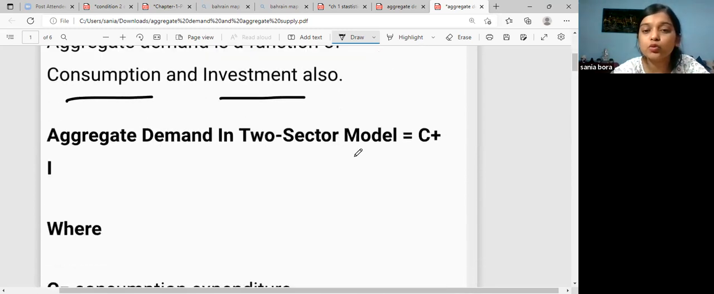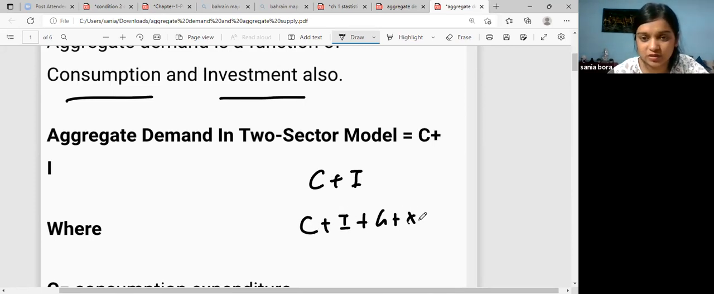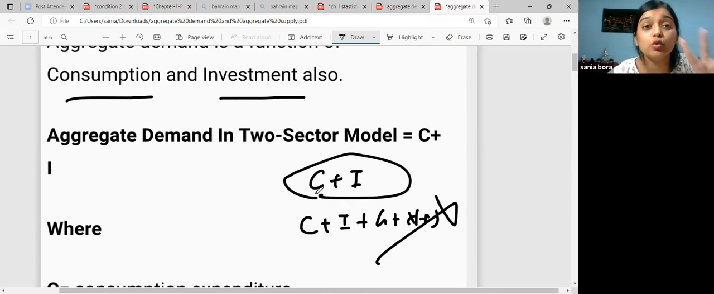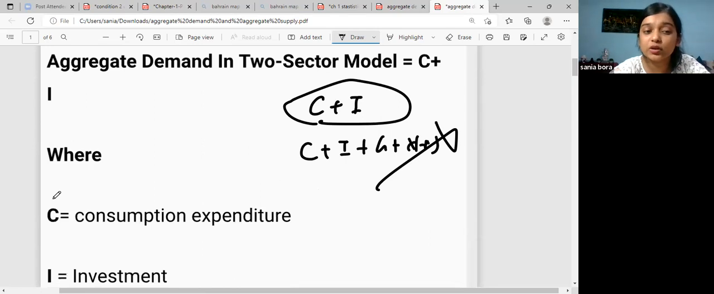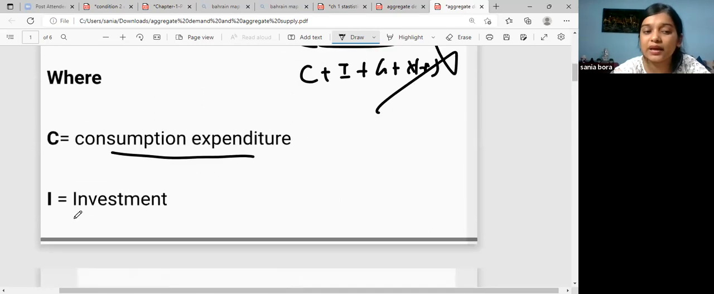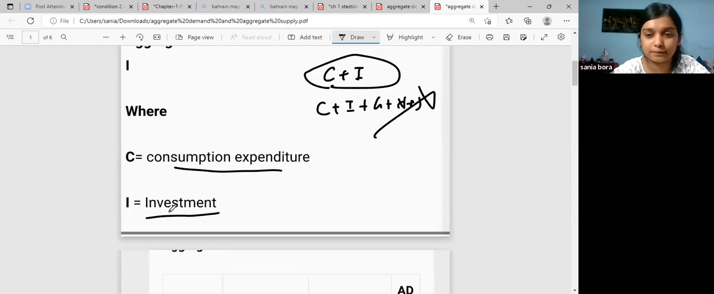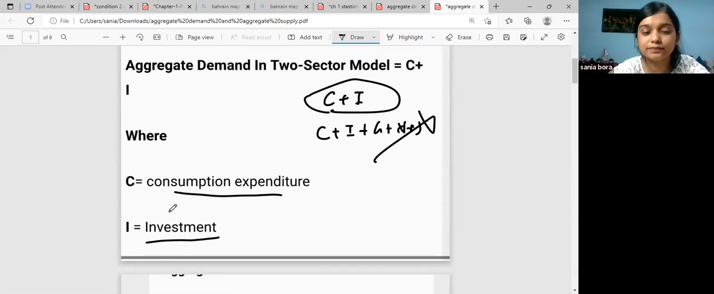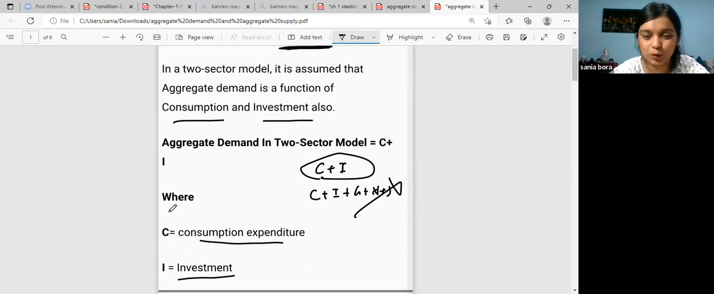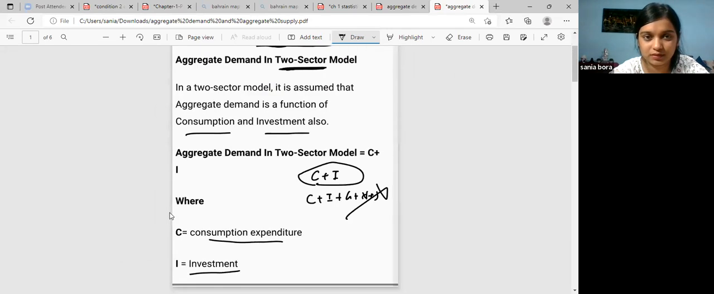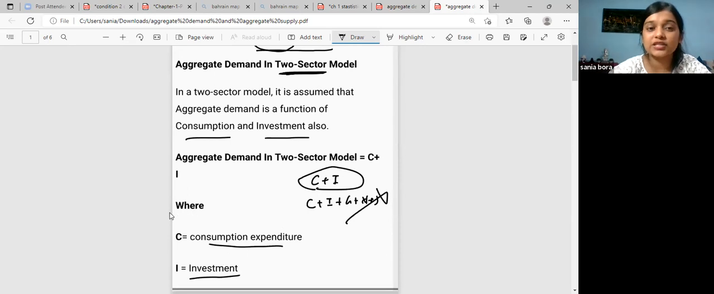So aggregate demand in the two sector model is C plus I. It is not C plus I plus G plus net export, which is X minus M. This is this only, because we have to take only two. Where C is consumption expenditure and I is investment. Clear? Yes, ma'am. Okay.